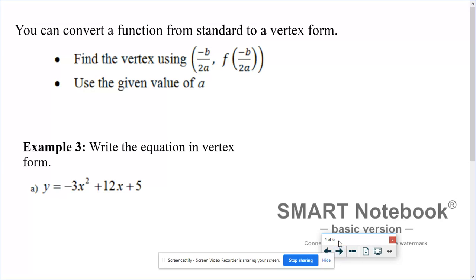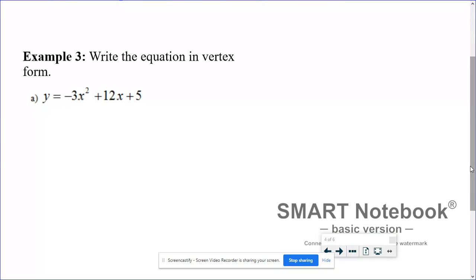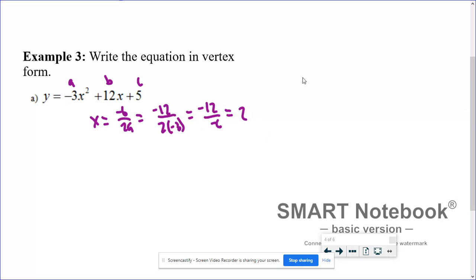You can convert a function from standard form to vertex form. So you're just going to find the vertex, and then the given value of a is a. The process that we used in the previous lesson to find the vertex, we're going to do the exact same thing here. So the x-coordinate is the opposite of b over 2a, right? That's the a, that's the b, and that's the c. We're not going to use the c. So 12 goes in for b. The opposite of b would be negative 12. A is negative 3. So you end up with negative 12 over negative 6, which ends up being 2. That's your h value, because that's the x-coordinate of the vertex.